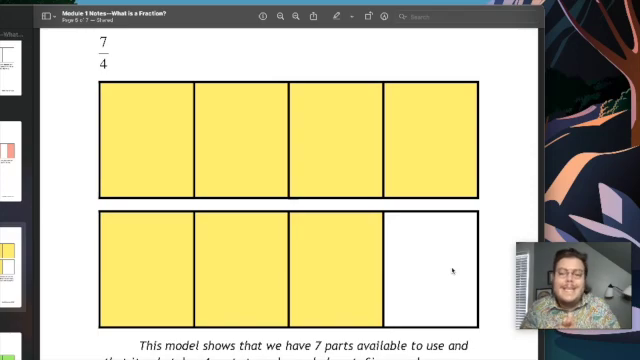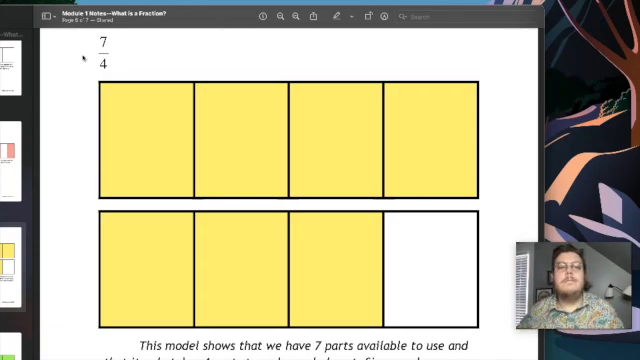I want you to get in the habit, please, and this is something that I will correct you on, of calling these fractions greater than 1. I will not accept improper fractions as an answer. These are fractions greater than 1. The reason that we call them fractions greater than 1 is because the amount of pieces that we have is more than enough to fill up a whole set.